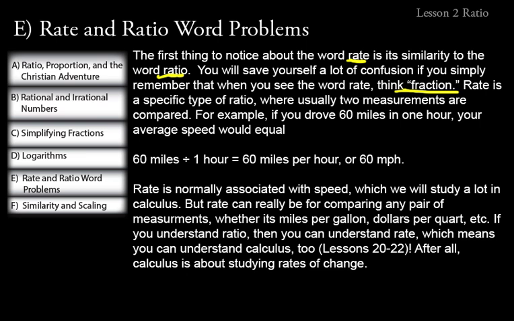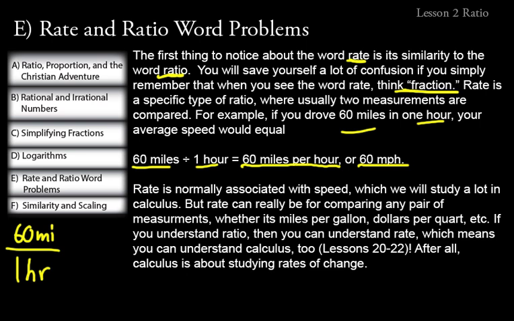If you drove 60 miles in 1 hour, your average speed would be 60 miles divided by 1 hour, or 60 miles per hour, which we also say is mph for the units, but it means 60 miles over 1 hour. It's just, we don't usually write it like that as a fraction. We don't say 60 miles over 1 hour. We abbreviate that to 60 mph, but it is a fraction.